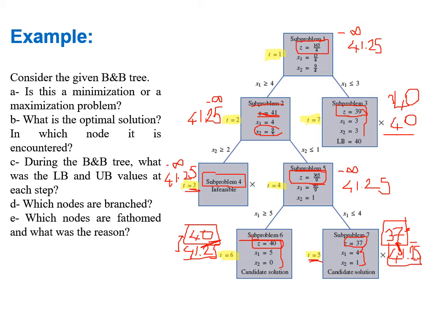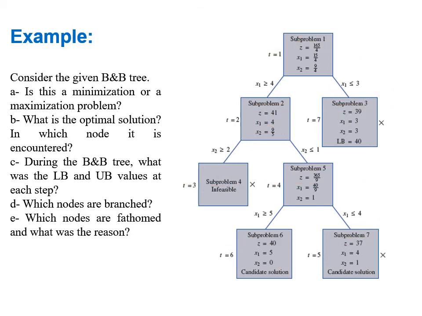Before part E, let me clean everything here. In part D, it asks which nodes are branched. And it's easy, as you can see. This root node is branched. Subproblem 2, this node is branched, and this node is branched. So node 1, node 2, and node 5, we can say they are branched.